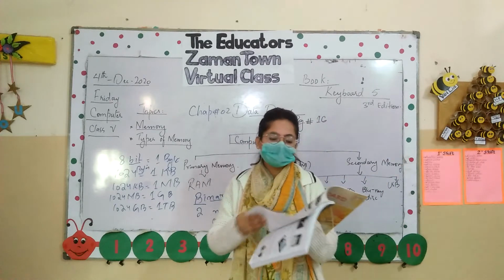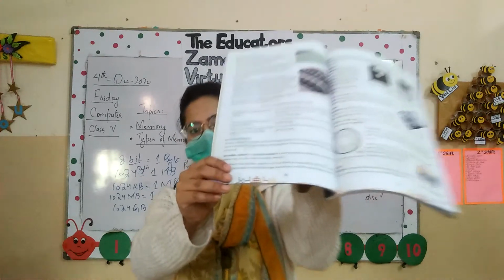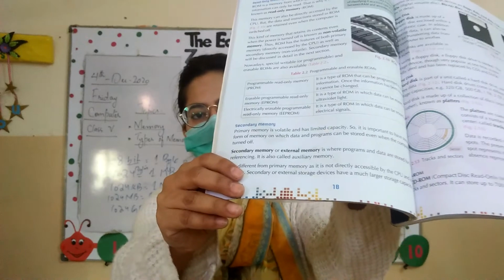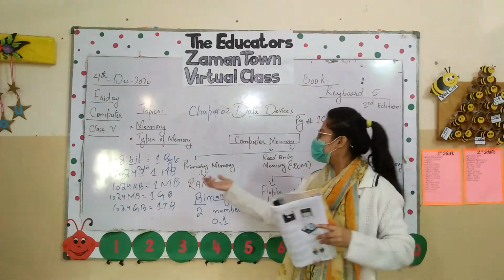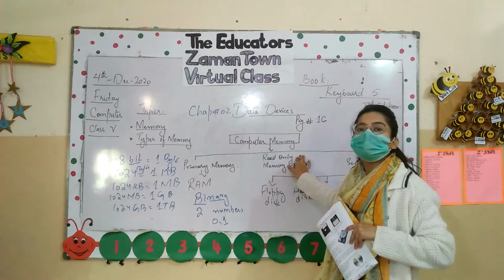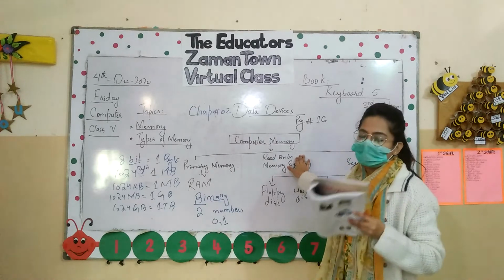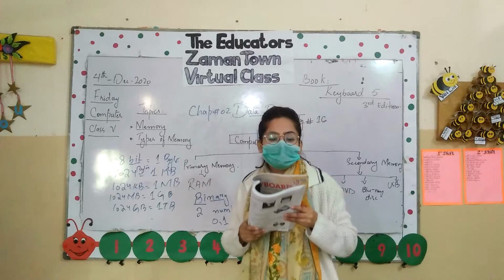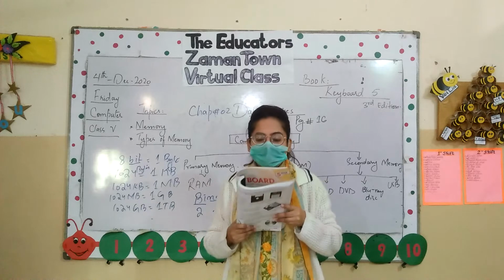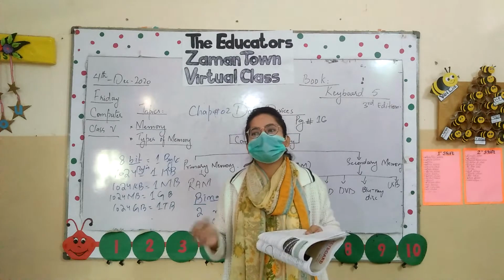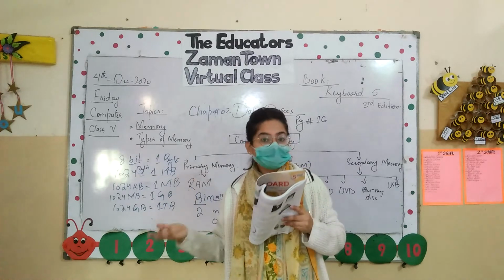Come to page number 18. On page number 18 we have another memory, that is read-only memory. The name tells us it is the memory in which we can only read our data, but we cannot write. It is not erasable memory. ROM is a memory from which usually the information can only be read. And this memory is also directly accessed by the CPU. It is also an internal memory, placed inside the CPU.